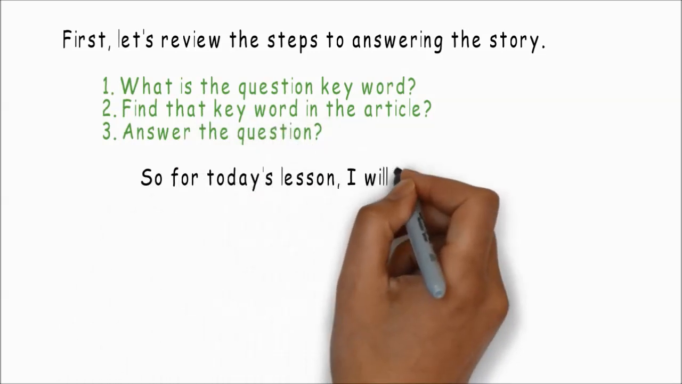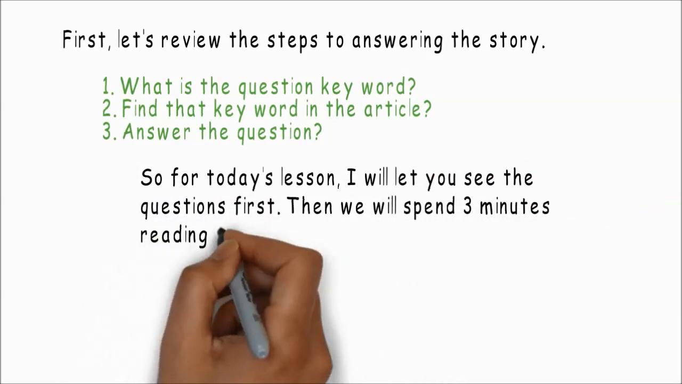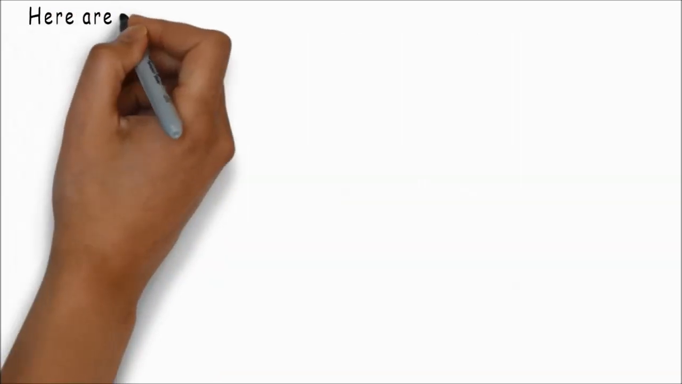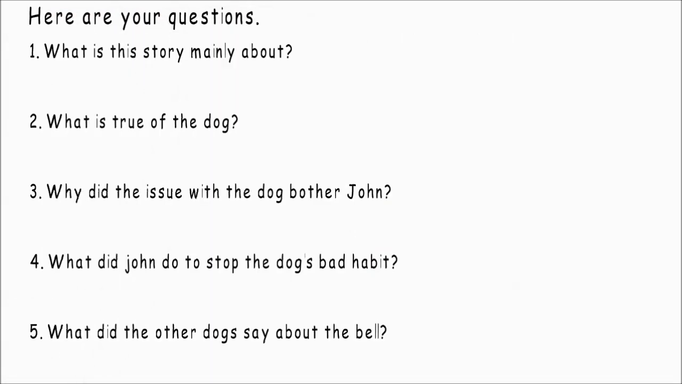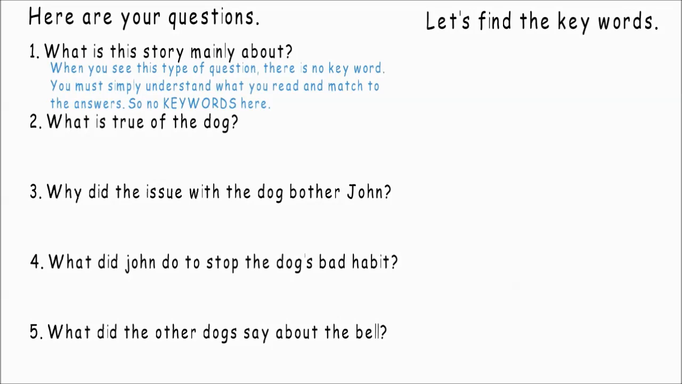So for today's lesson, I will let you see the questions first. Then we will spend 3 minutes reading the story. Here are your questions. Let's find the key words. What is this story mainly about? When you see this type of question, there is no keyword. You must simply understand what you read and match the answers. So no keywords here.